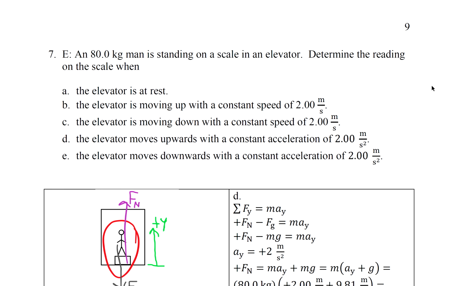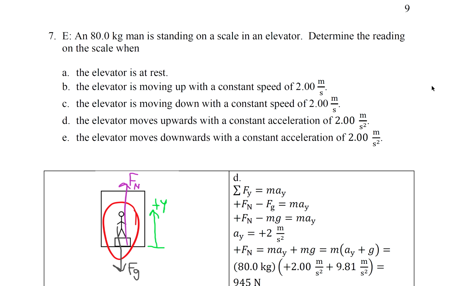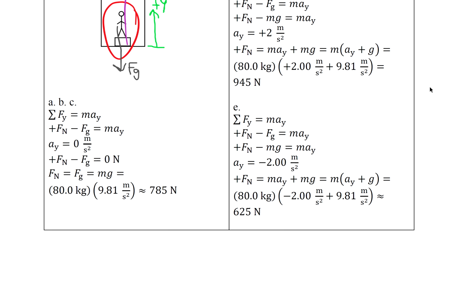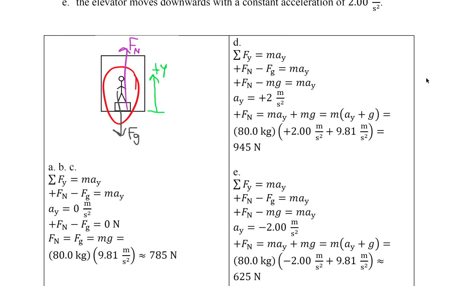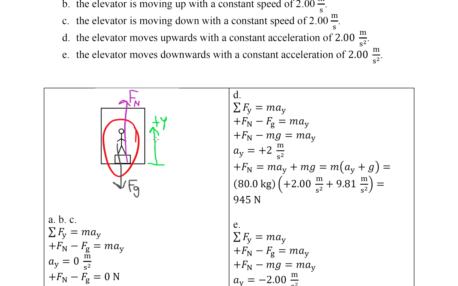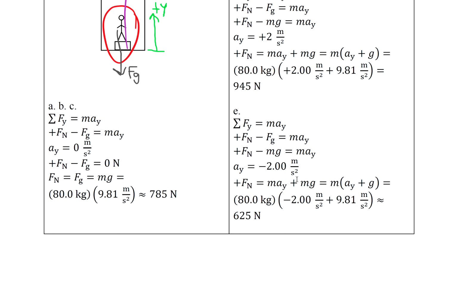Part E, what if the elevator moves downwards with a constant acceleration of 2? If the elevator moves downwards, that means acceleration is going to be negative 2. Why is it negative 2? It's just the way I drew the picture. I said positive y is up. So we're going to plug in a negative 2 into this equation here, and we get 625 newtons.